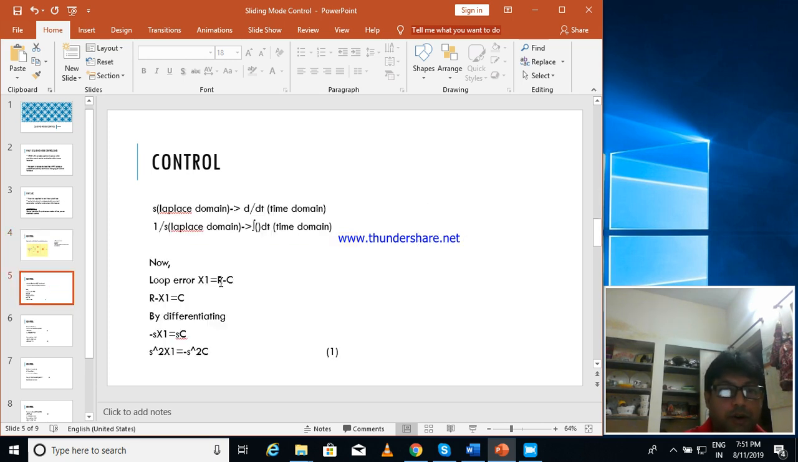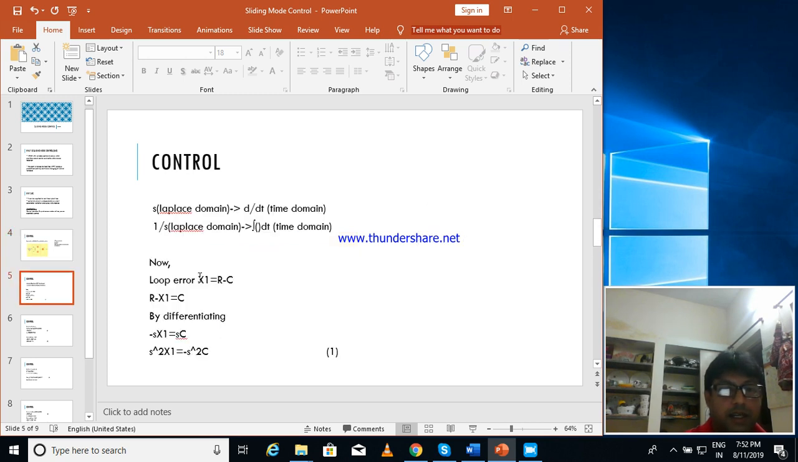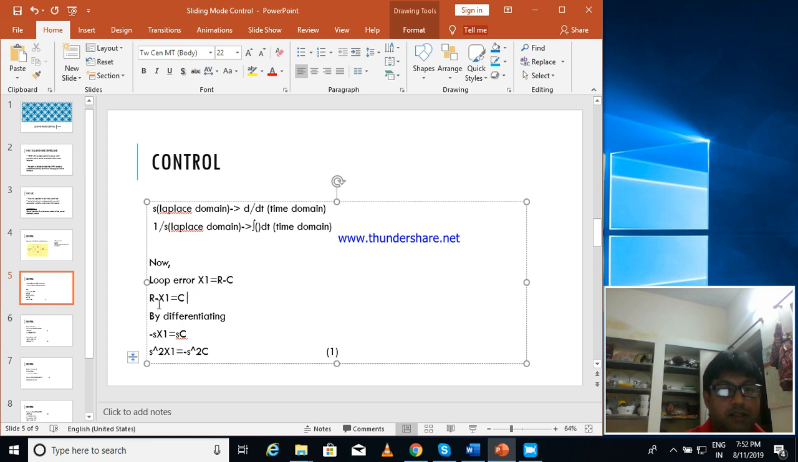So from here I have used very few notations. S in the Laplace domain implies differentiation in the time domain, and 1/S in the Laplace domain implies integration in the time domain. Now if you consider the earlier figure, x1 is equal to R minus C. That's why I wrote x1 is equal to R minus C, and similarly R minus x1 is equal to C.